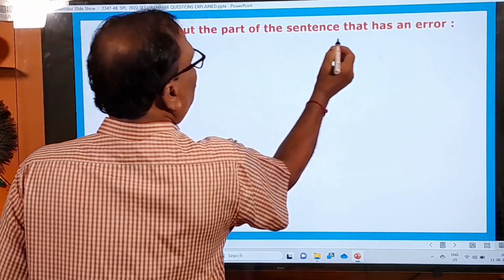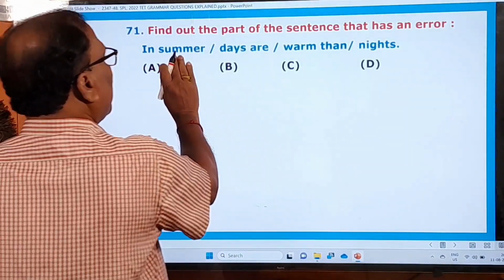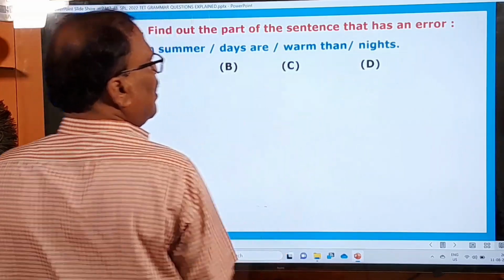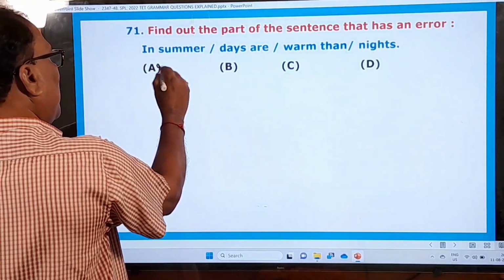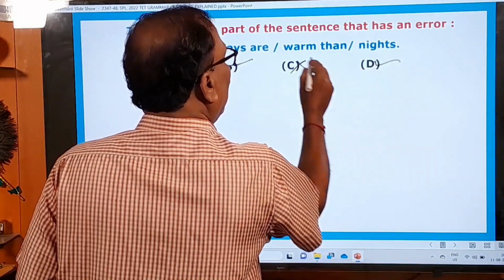71. Find out the part of the sentence that has an error. Where is the error here? In summer, days are warm than nights. So A, B, C, D are the parts. In summer, okay. Days are, okay. C is not okay. D is okay. Why is this a mistake?